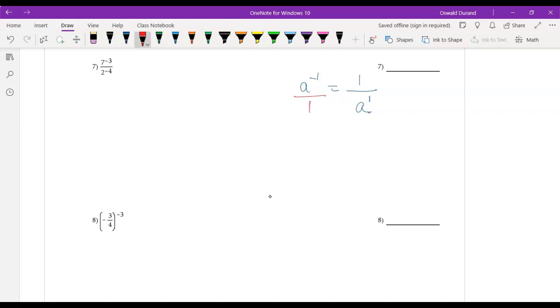Right? So that's basically what it means, right? And so you notice also that a to the power of negative 1 is a numerator, right? And then its equivalent is 1 over a to the power of 1, where a to the power of 1 is a denominator.